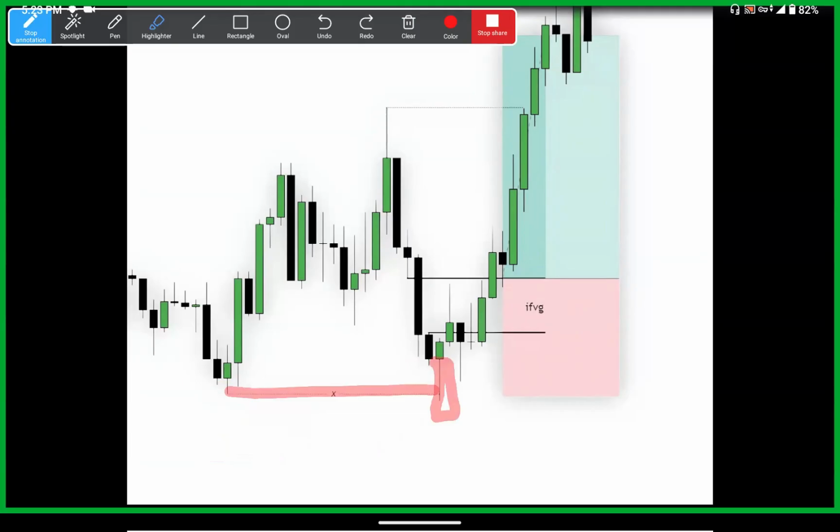You get? After reversing, this was supposed to act as a resistance. But the candle closed above, indicating a fair value gap inversion. A fair value gap has been inversed. So that's what we call an inversion fair value gap. So you see, after price closes here, it has to test this fair value gap with that wick before it continues. So that is the logic of fair value gap.